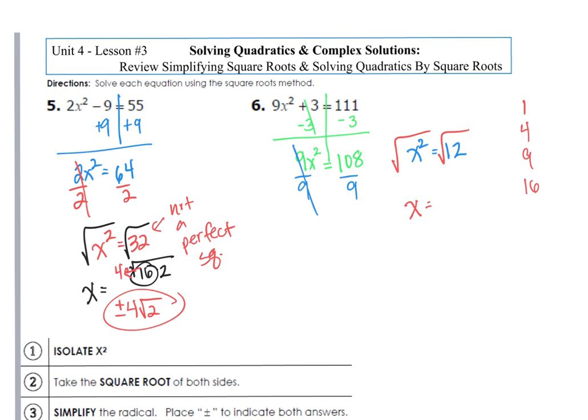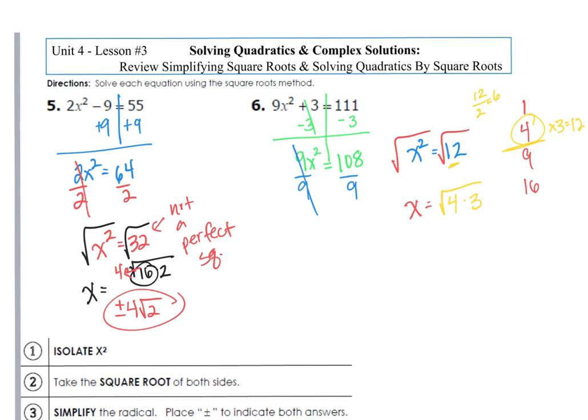I'm going to start by taking half of 12. 12 divided by 2 is 6. The next lower perfect square than that is 4. 4 times 3 makes 12. So I know that 4 is the highest perfect square that makes up a factor of 12 that I can take the square root of. So we'll rewrite this as 4 times 3.